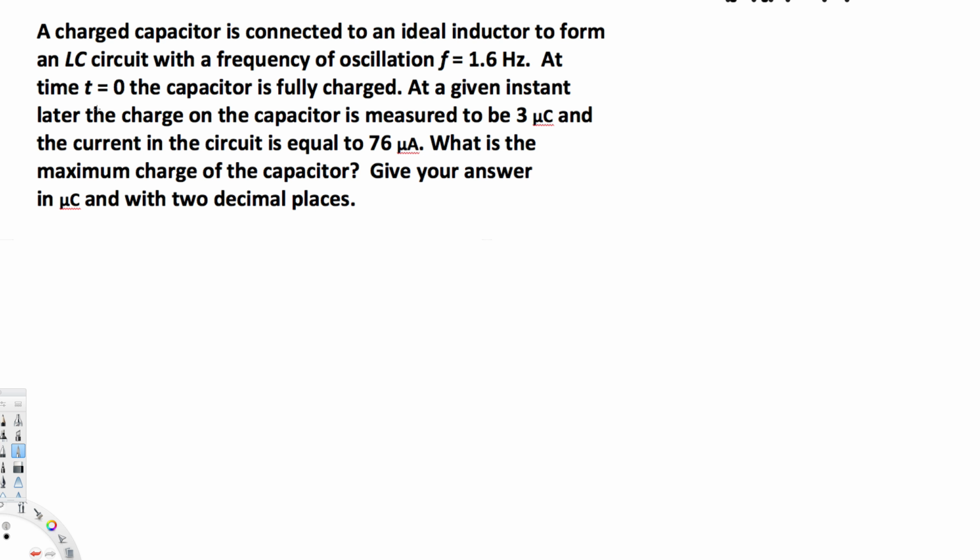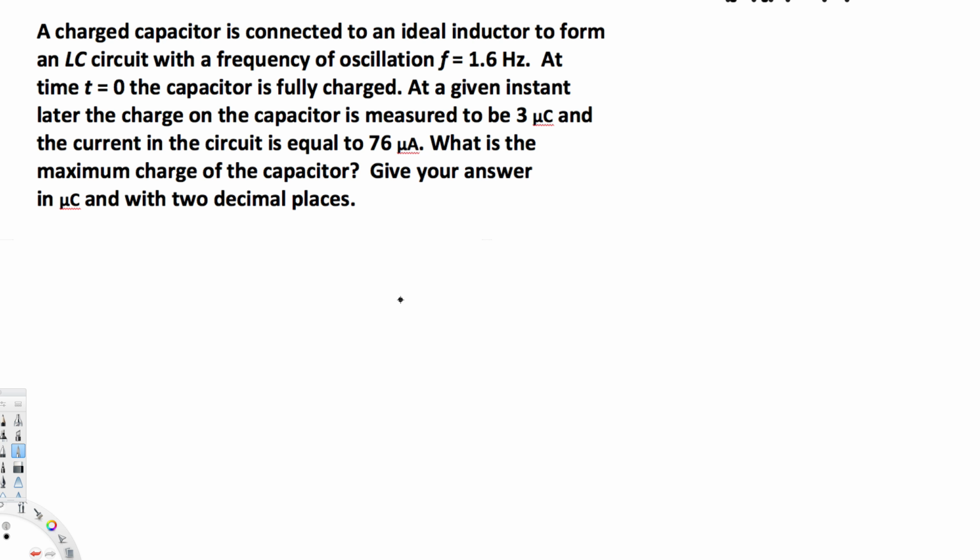Guys, let's look at this problem right here. This question is asking: a charged capacitor is connected to an ideal inductor to form an LC circuit with a frequency of oscillation f equal to 1.6 Hz. At time t equals 0, the capacitor is fully charged. At a given instant later, the charge on the capacitor is measured to be 3 microcoulomb and the current in the circuit is equal to 76 microampere.